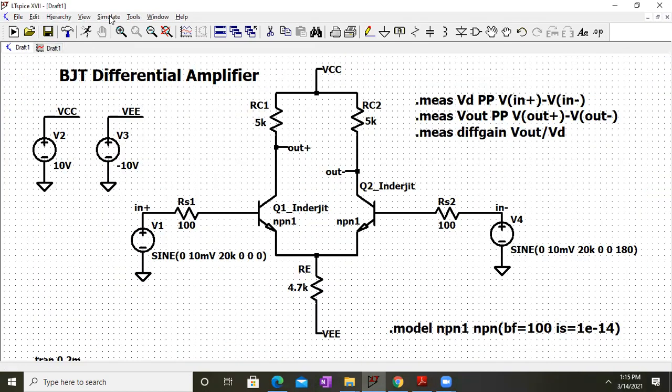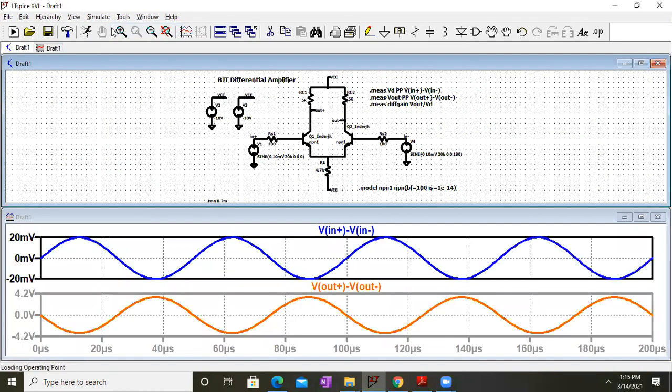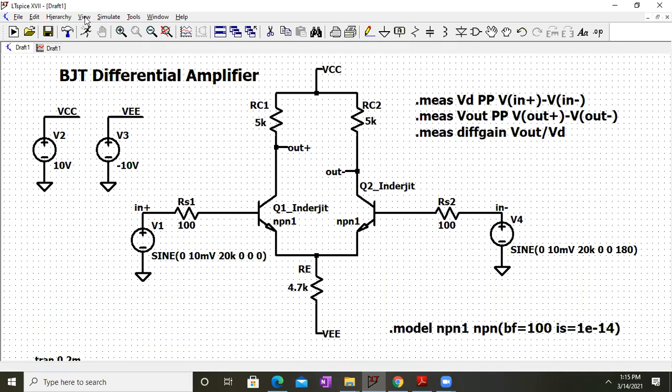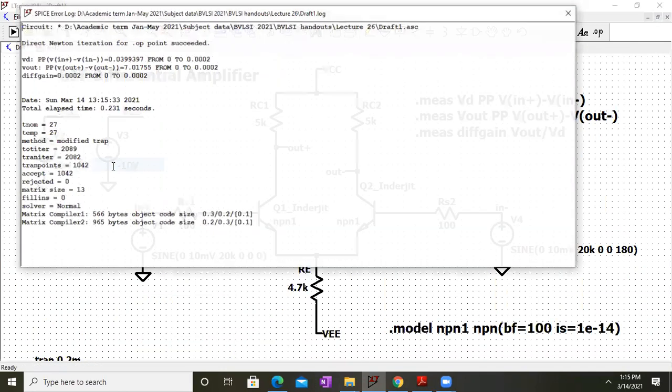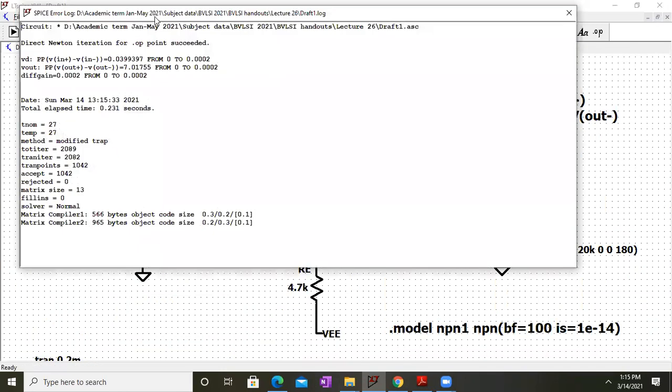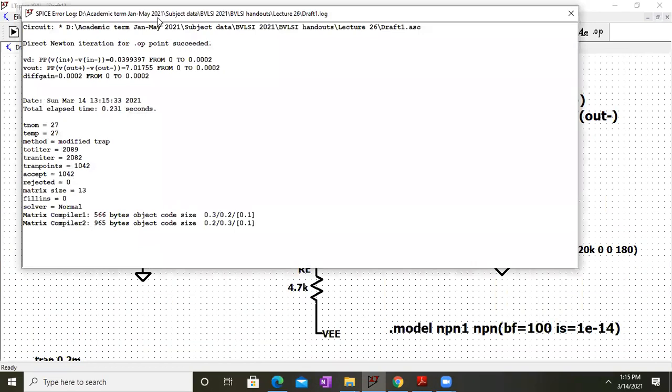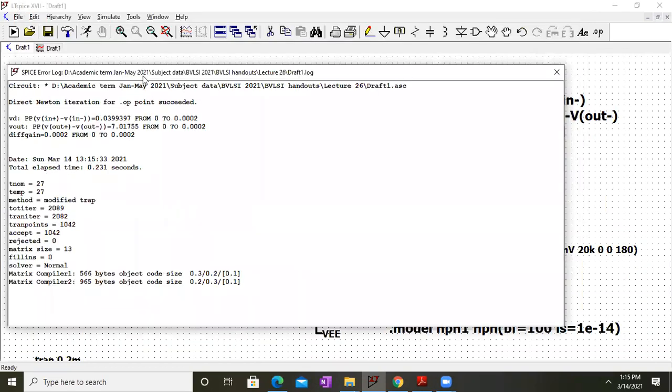Let me simulate it again once more. So here is the differential input and the differential output. Now again maximize this, go to view, go to SPICE error log, and it will give you the value of VD and Vout. The differential voltage value is coming out to be slightly different. Let me check out why.